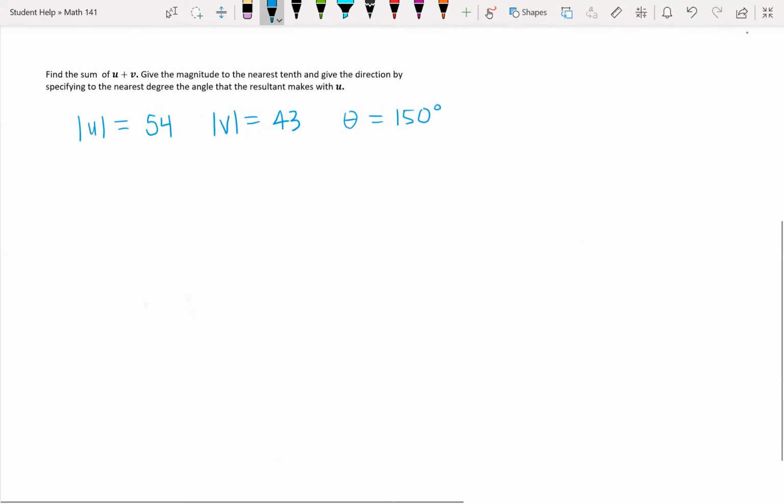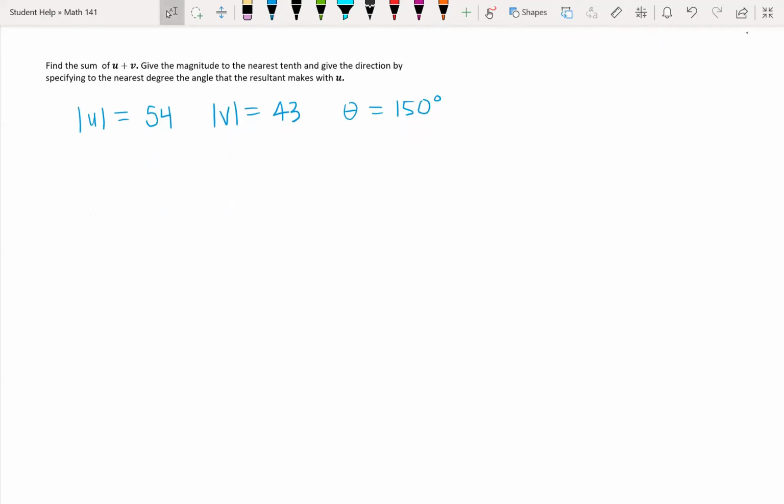So let's draw a picture to represent this. We would have something that looks kind of like this. Let's call this vector v. And then let's call this vector u. And to figure out what the result is, u plus v, it's going to be taking those two forces and figuring out where the result is when they act together.